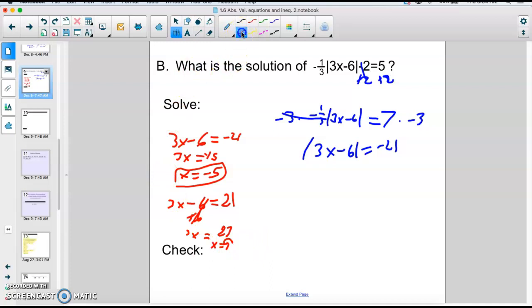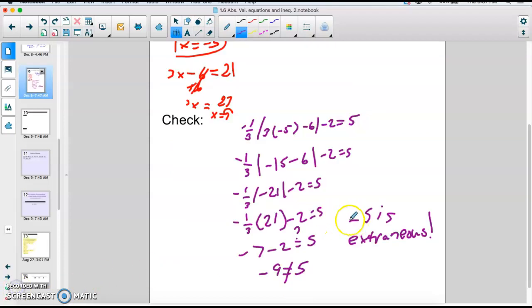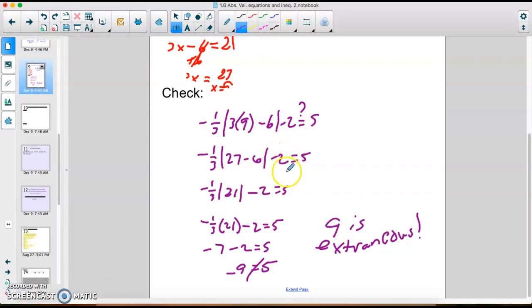Okay, now we go to check them. And we plug them into the original equation. And I'm running a little bit low on time, so I'm just going to tell you that negative 5 is extraneous. I did all the work. I checked my answer. Feel free to pause the video, but negative 5 does not work at the end. Okay, well, let's check the other one. And come to find out, 9 is extraneous as well. So, again, pause the video if you want to see the work and copy it down into your notes and check yourself. But there we go.